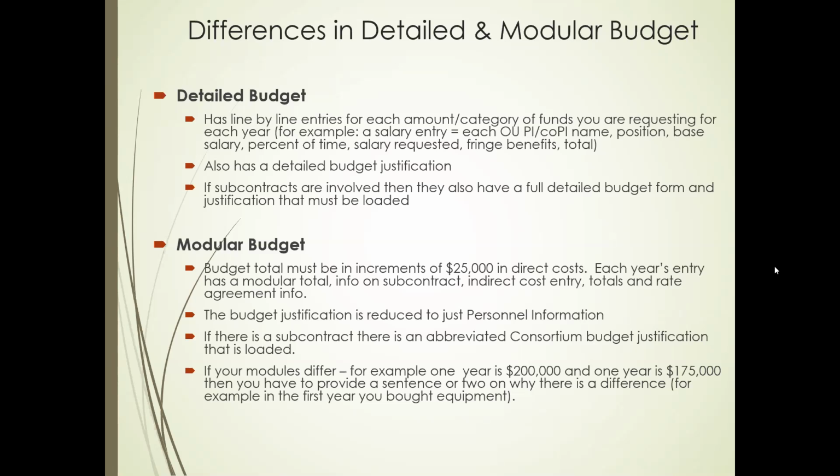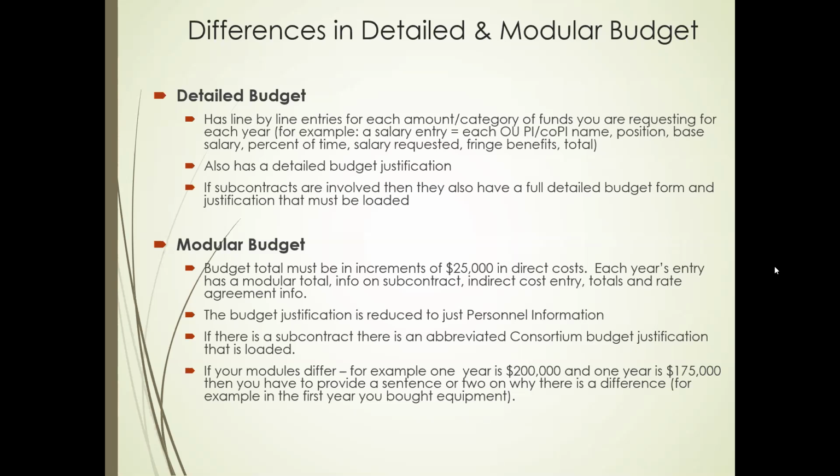If the modules differ, for example, in one year you have 200,000 and the next year you have 175, then you have to do, I think it's called an additional narrative justification that explains why the modules are different. And it doesn't have to be a long drawn out explanation, just something that says year one was 200,000, the next year was 175,000, and the difference was because we spent $25,000 in equipment in year one. So just something real simple. On a detailed budget, you will have to provide a detailed budget justification, just like the one that you use for routing.